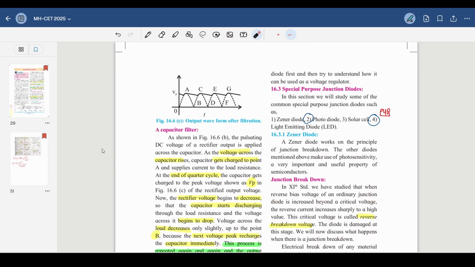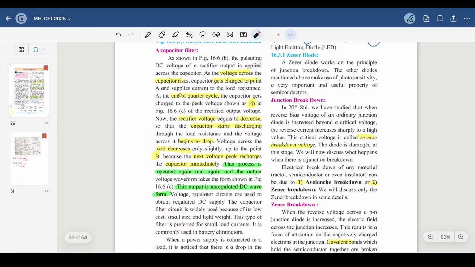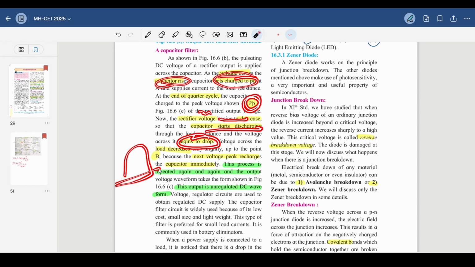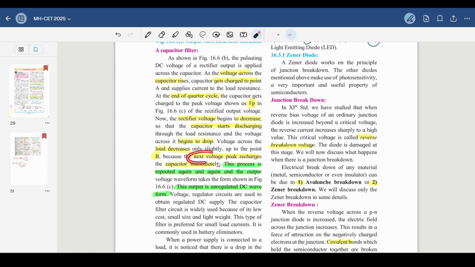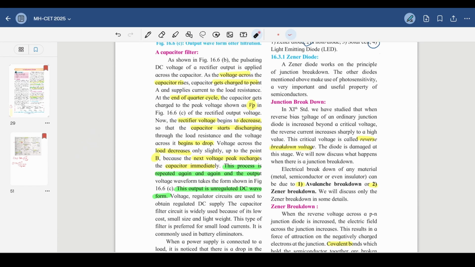Right? So now how will it work? As the AC voltage across the capacitor rises, it will get charged. And at the end of the cycle, it will reach the peak voltage VP. Now once the capacitor is charged, after VP, it will start to discharge. As the rectifier voltage begins to decrease, the capacitor will start to discharge, and this will bring a drop across it. Right. Now after that, the next cycle would come. When the immediate next cycle comes, the next voltage peak will charge the capacitor immediately. So this process will be repeated.